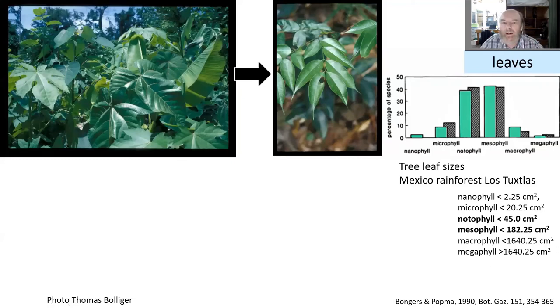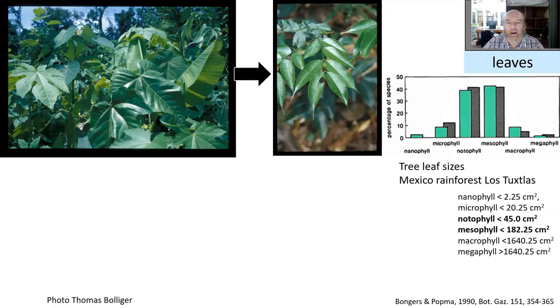And then finally, leaves. For the primary forests, the leaves are typically small. Botanists have this classification from nanophyll to megaphyll leaves. So notophyll or mesophyll, this is the size which is typical for tropical forests. That means somewhere between 20 and 45 square centimeters is the category for notophylls. This is a difference from the early successional stage, which, as we have discussed, is characterized by much larger leaves.